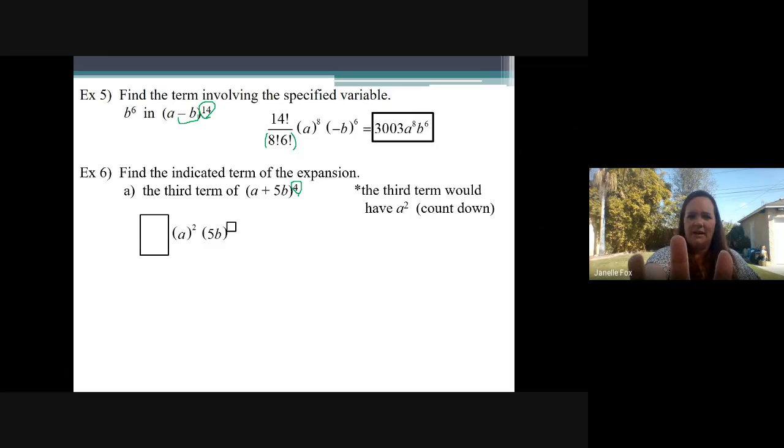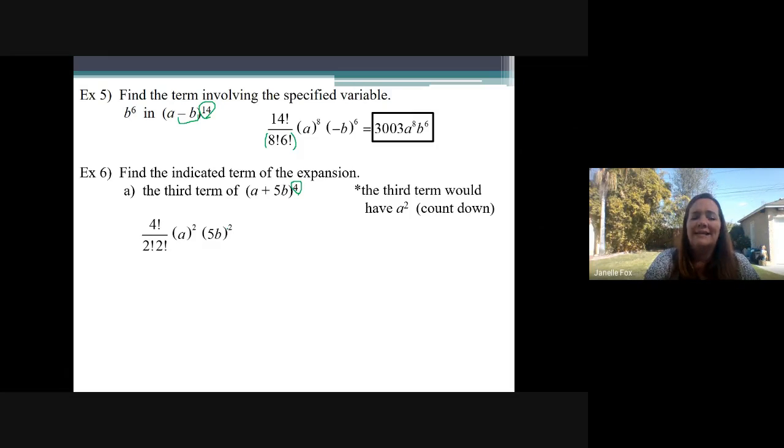There are 5 terms. For the third term, the first term would be an a to the fourth, an a to the third, and then an a squared. So that's why it's an a squared. What would it be for the other power? Well, 2 plus 2 makes 4. And then how do we make our coefficient? In front, you put 4 factorial over 2 factorial, 2 factorial. Just like that.